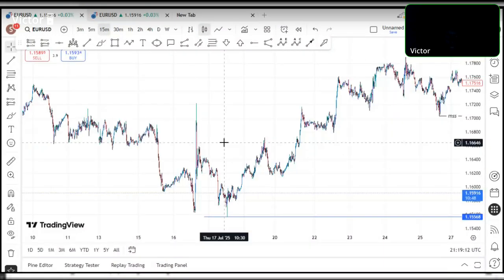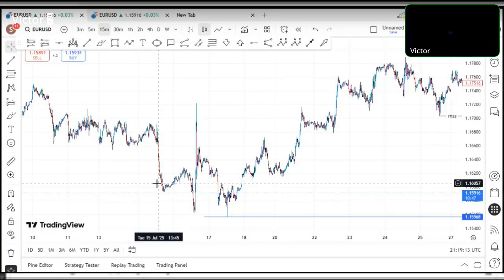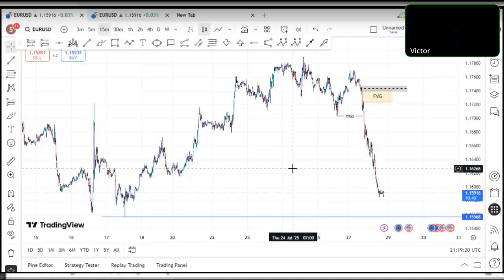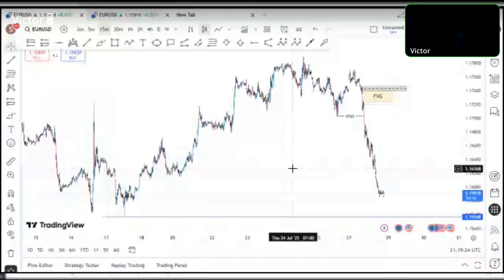Now, under market structure, there are three types of market structures. When I say three types of market structure, I simply mean there are three ways the market delivers price. There are three ways the market delivers price for us so that we can trade.